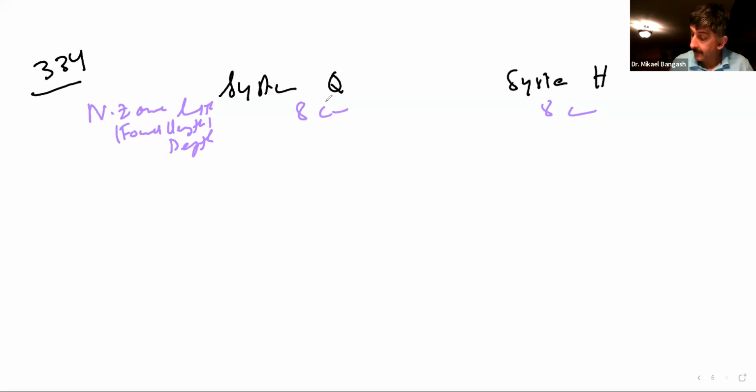Now let's look at their foci. The next thing we're going to talk about is at the focus, meaning at a depth of 8 centimeters. Now system Q has a lateral resolution of 3 millimeters, which means the beam is 3 millimeters wide. And system H has a lateral resolution of 5 millimeters.